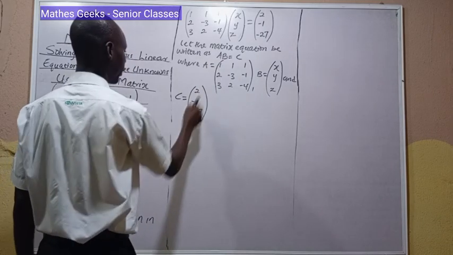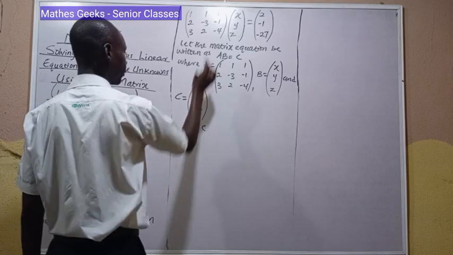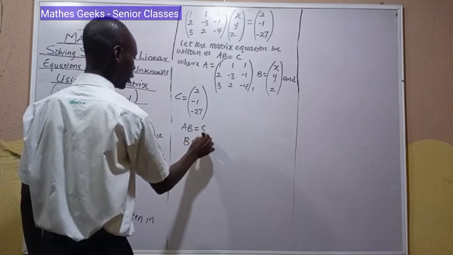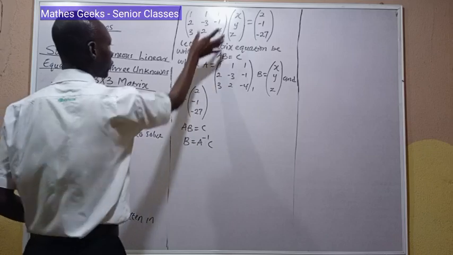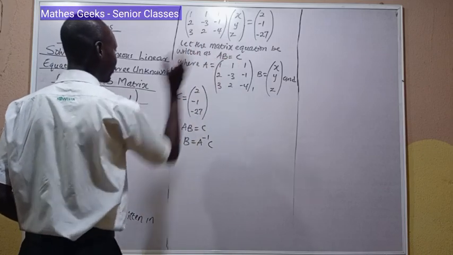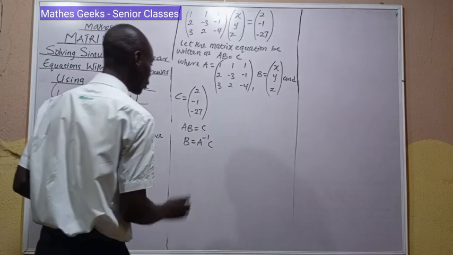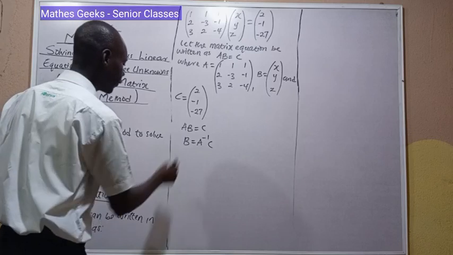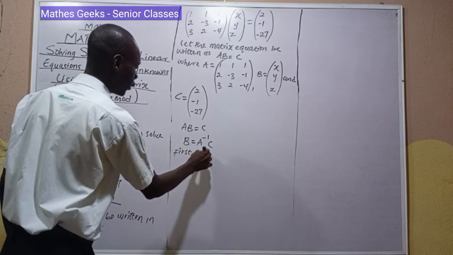that from here AB is equal to C, then B, since B stands for the unknown, we'll say B is equal to A inverse multiplied by C. This is the use of representing the equation by letters first. It's not compulsory, but just to make our work easy. So first thing we're going for is A inverse. So first determine A inverse.